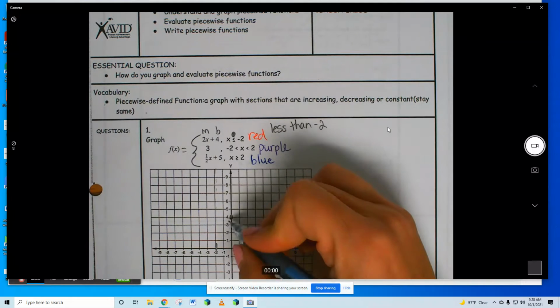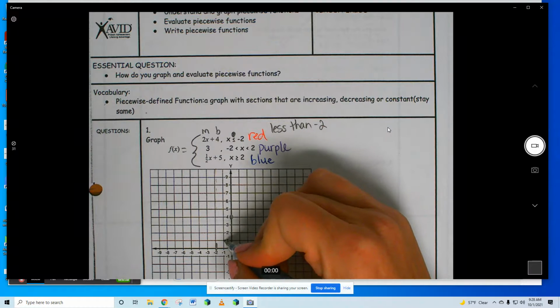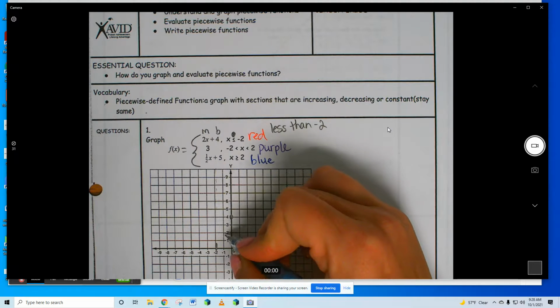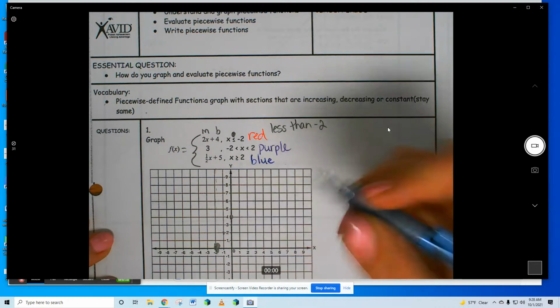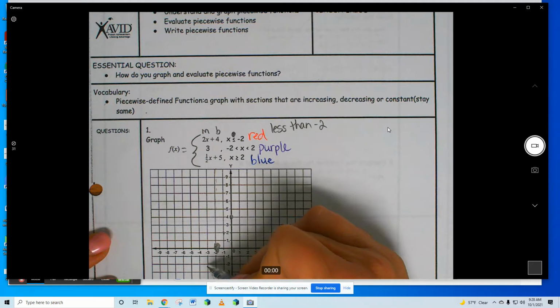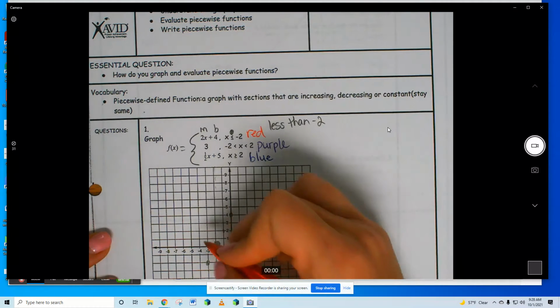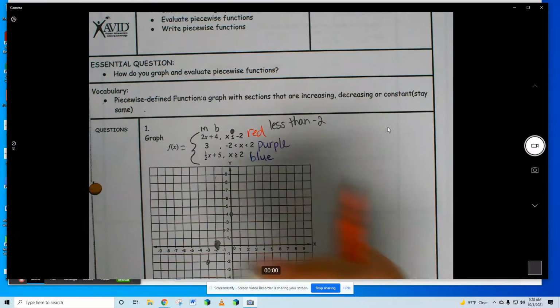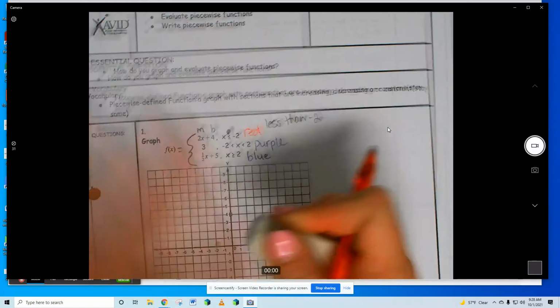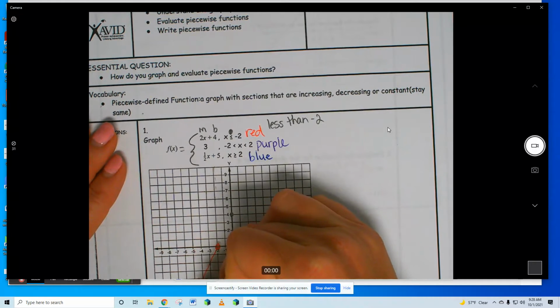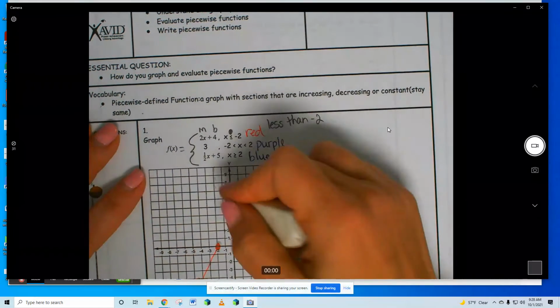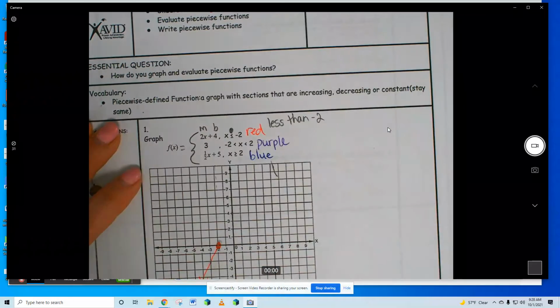2x plus 4, down 2 over 1, down 2 over 1. And it's a closed circle. I only want down 2 over 1. I only want less than. So now I can do my red. All right, there's my red. It meets all the criteria.